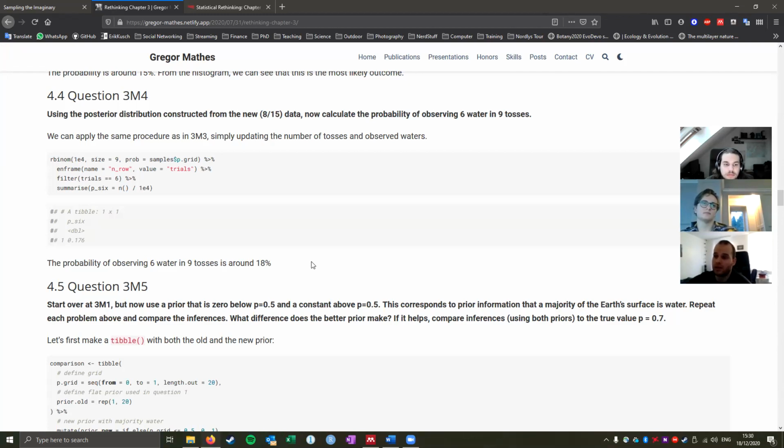And we then filter, or we try to get the probability at 6 out of 9 tosses. So we filter for how many times it was 6, and then calculate the proportion by dividing the total number of 6 by all samples or all values, which is in this case around 18%. So the probability of observing 6 water in 9 tosses is around 18%.